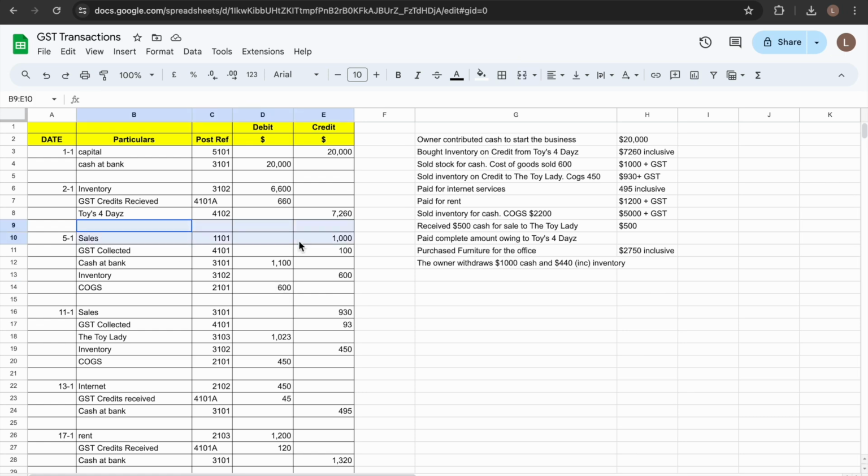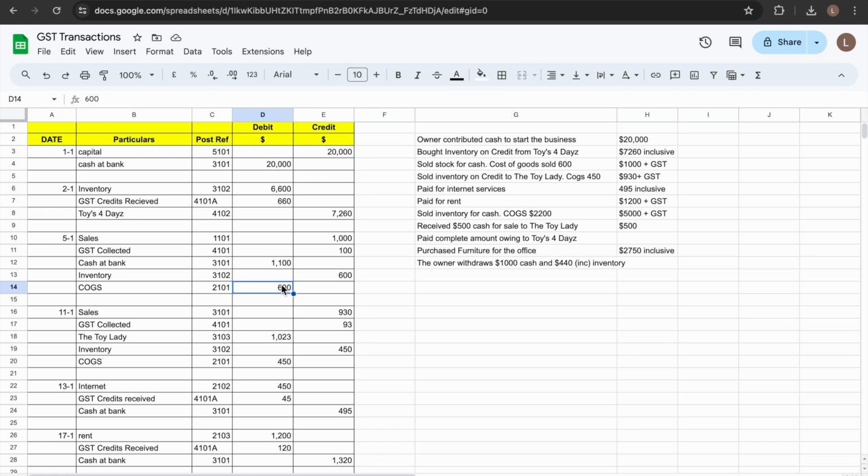So I got my sales here. It's obviously 1,000 because it says 1,000 there. GST is 100, like I explained earlier, and then the 600 and the 600. Now, with the COGS and the inventory, it's really important that you have both. If you don't, it's not going to balance, obviously.